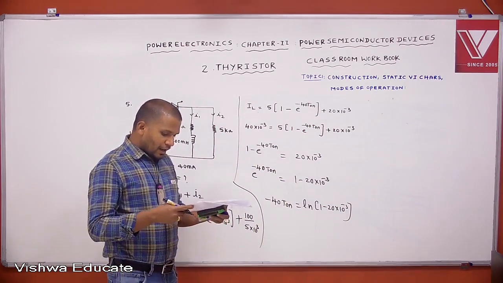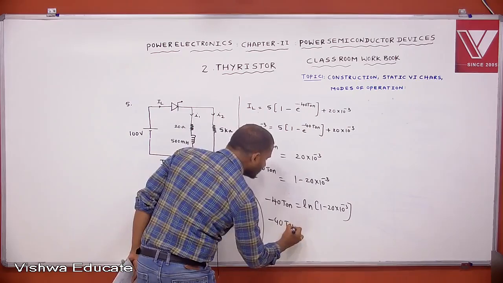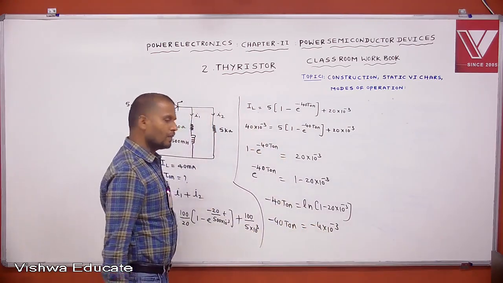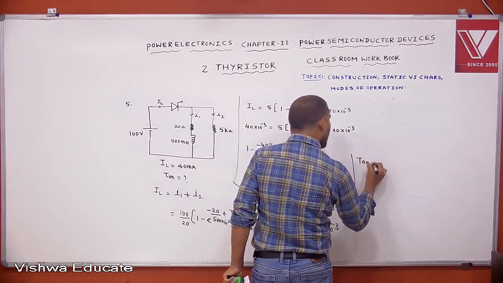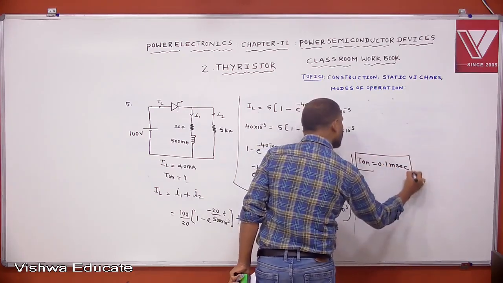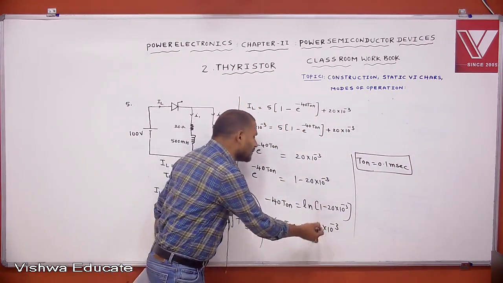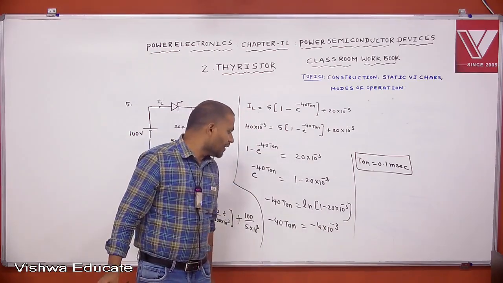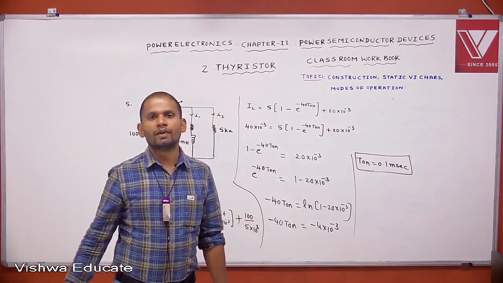Then you calculate what the minimum gate pulse width means. Minus 40 into T on is equal to minus 4 into 10 to the power of minus 3. Then from this, what is T on? The T on equal to 0.1 millisecond. This is the minimum gate pulse width for reliable turn on. This natural logarithm we calculate, we can get minus 4 into 10 to the power of minus 3. Then we can get 4 by 40. 4 by 40 is 0.1, that is 0.1 milliseconds. Clear?